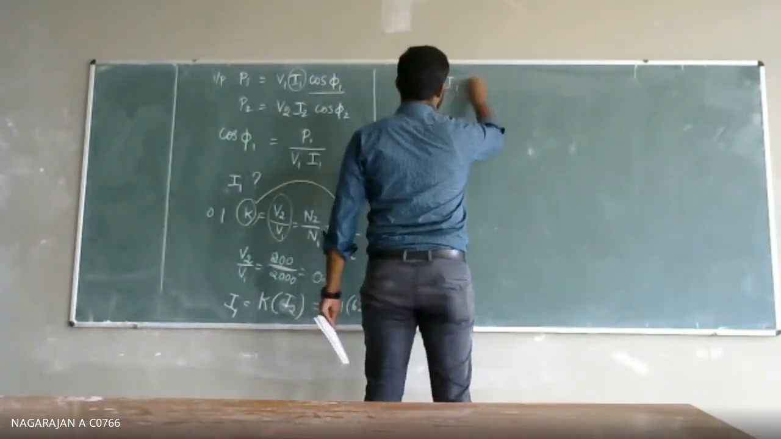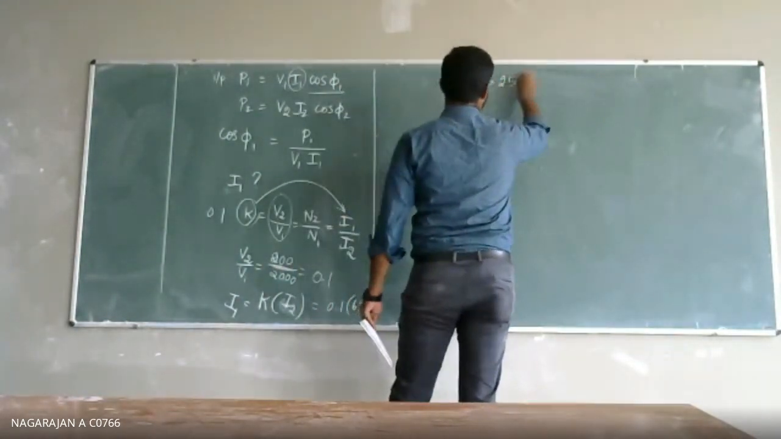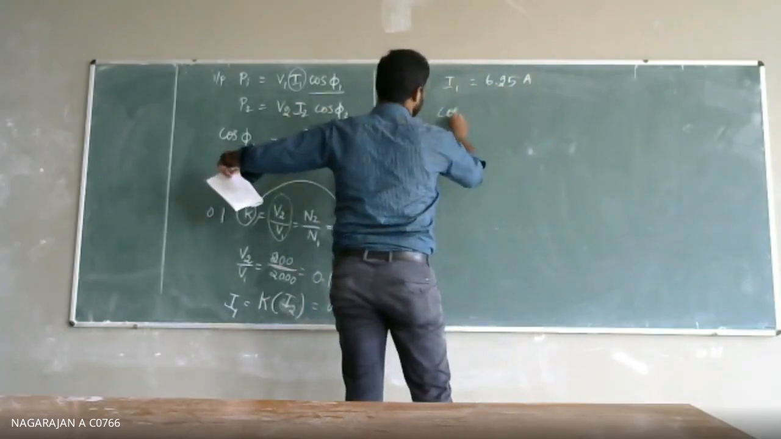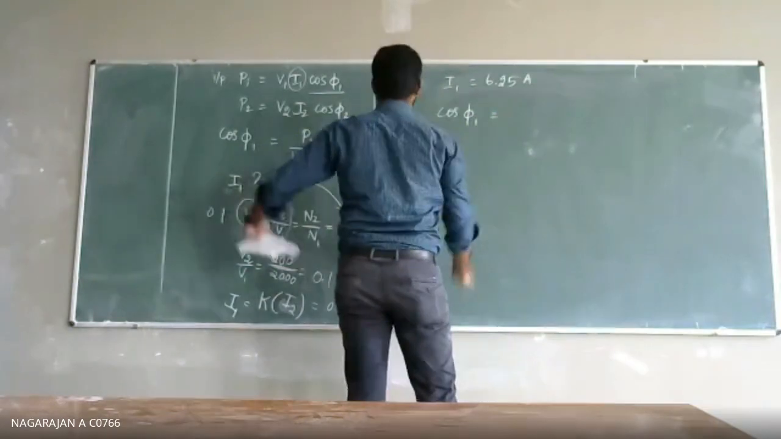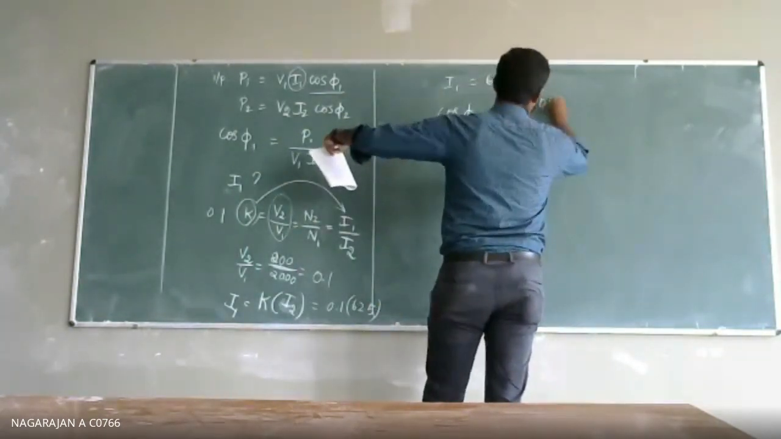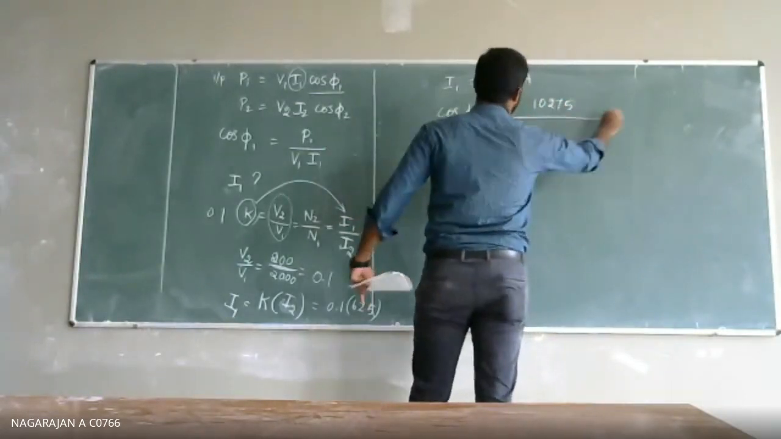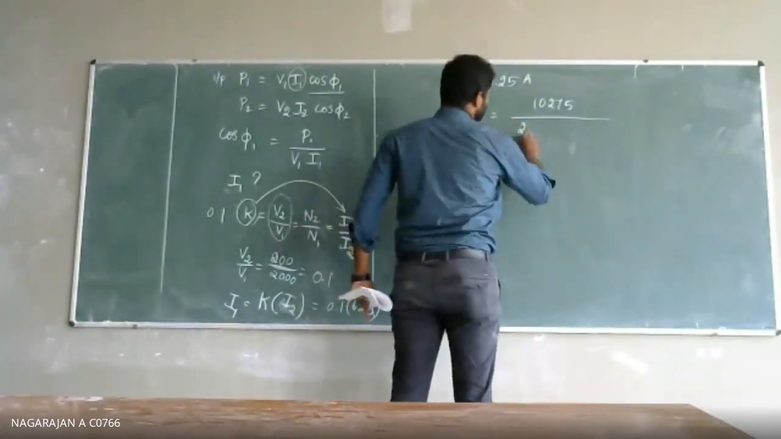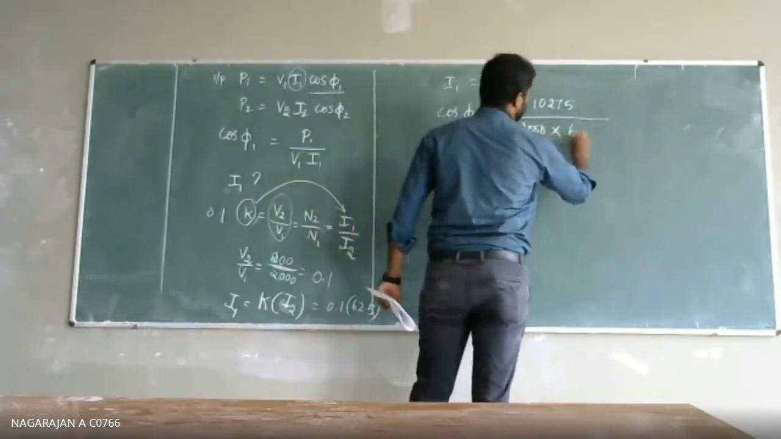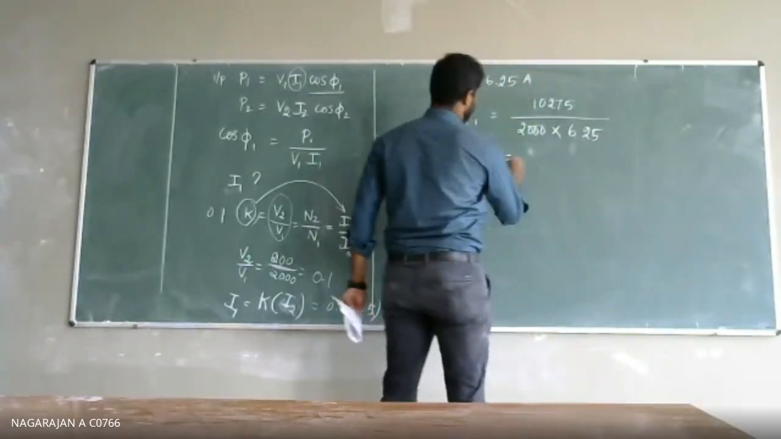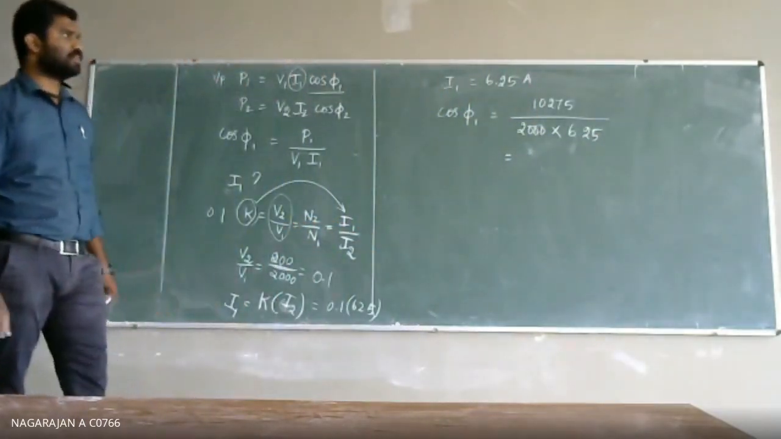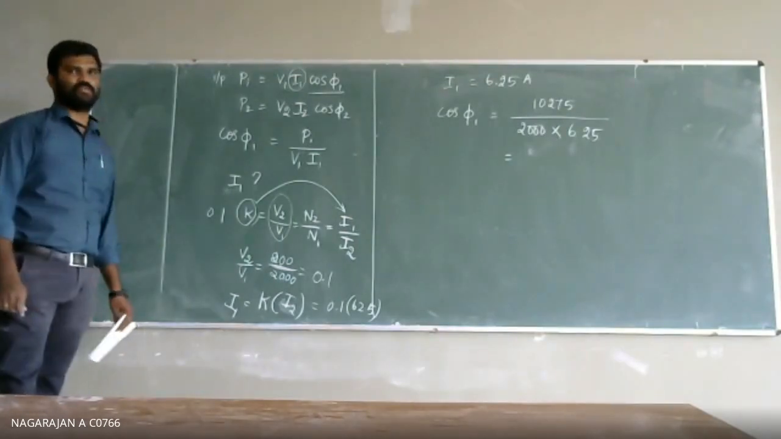So I1 is 6.25 ampere. Okay, so power factor can be calculated from this value. What is the input power? 10,275. V1 value is 2000 and I1 value is 6.25. What is the answer? 10,275 divided by 2000 into 6.25.